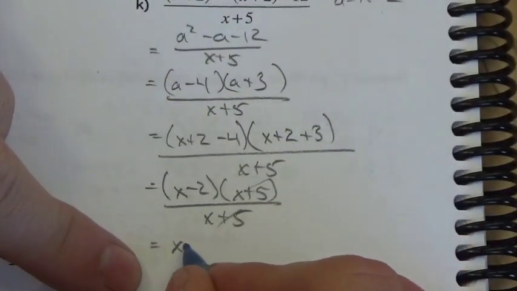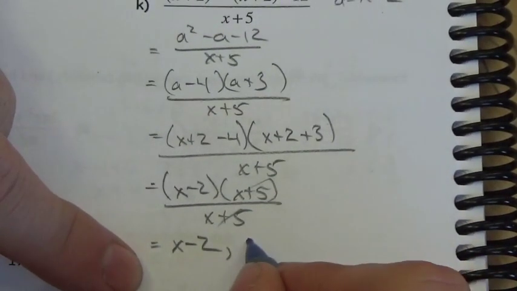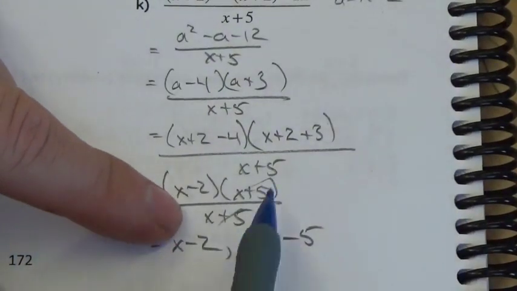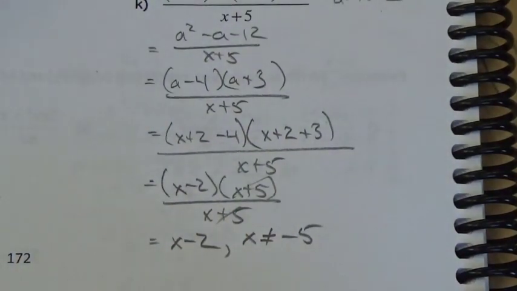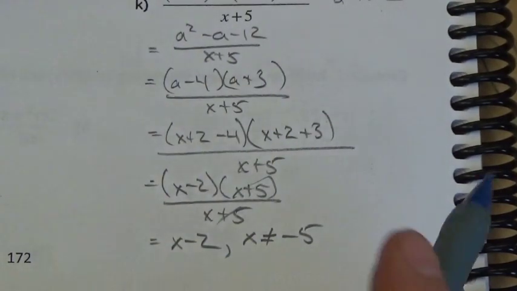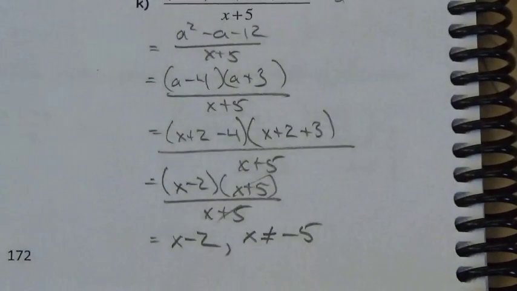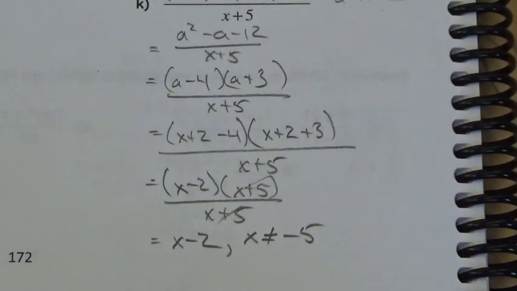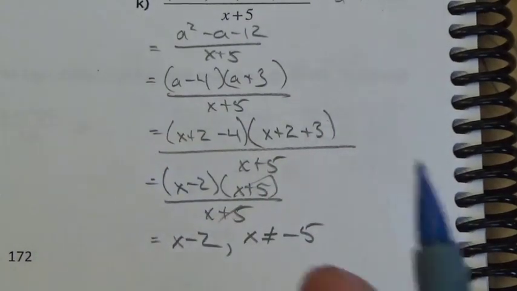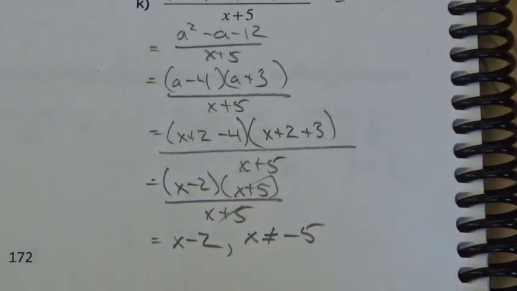And so we're left with x minus 2, but I have to state that x cannot equal negative 5 because, again, that was part of that removable discontinuity. I got rid of it, so I have to state the restriction that existed all the way through this problem until the very end. And that's what it's equal to. I hope that makes sense. There's a lot going on here that you have to keep track of, but practice is really what's going to enable you to do this consistently correctly.